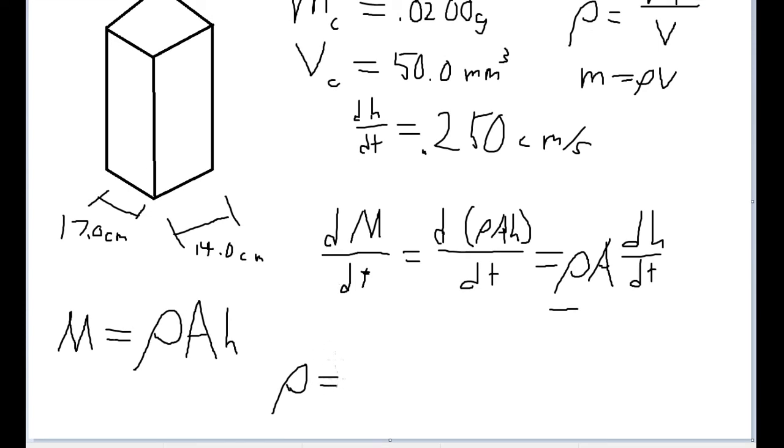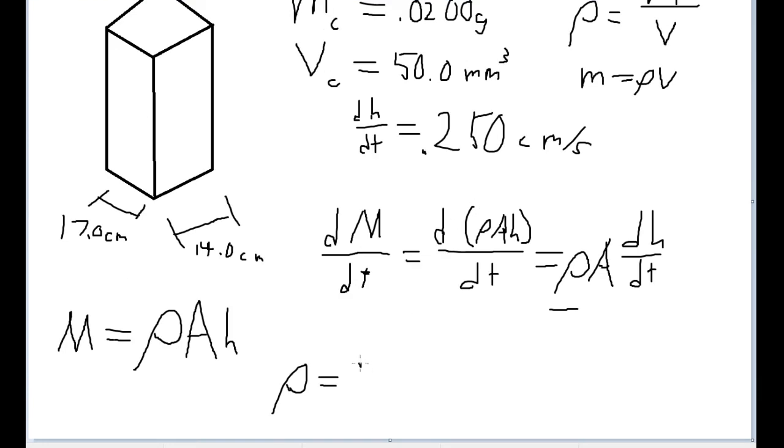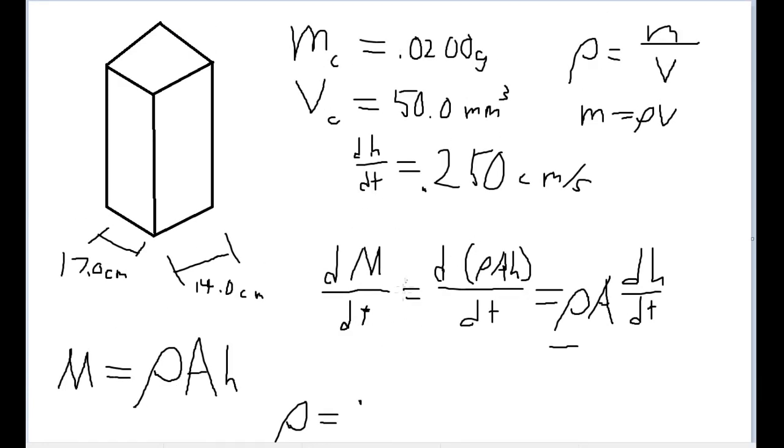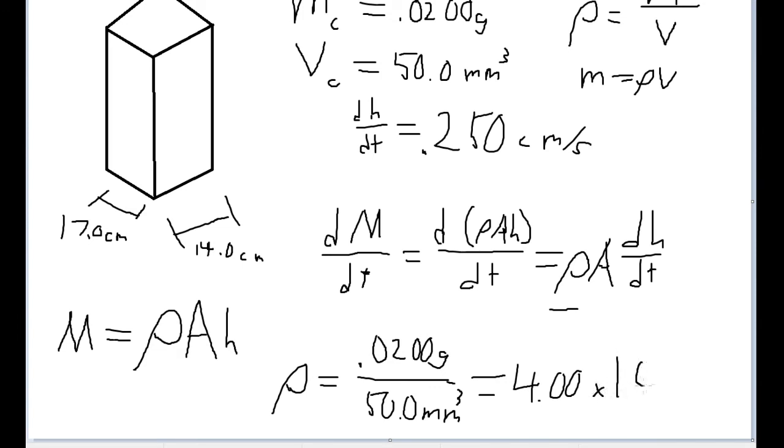And the density is going to be equal to, of course, its mass over volume. And we're given the mass of the candy and the volume of a piece of candy. So the mass of the candy is 0.02 grams. So let's write that in: 0.0200 grams divided by its volume. And the volume of a piece of candy is 50.0 mm cubed. And plugging this into your calculator, you'll get a density of 4.00 times 10 to the negative 4th power of grams per cubic millimeter.